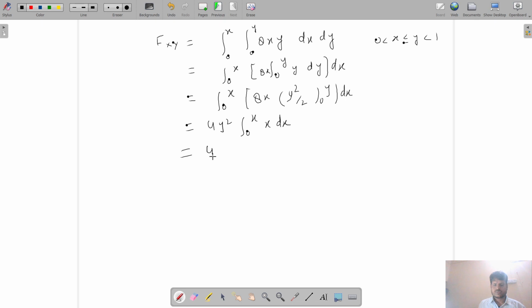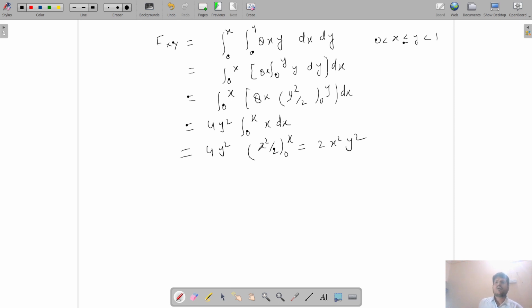So 4 y square times x square by 2, and the limit is 0 to x. So we can write here 2x square y square. This is the joint distribution function.